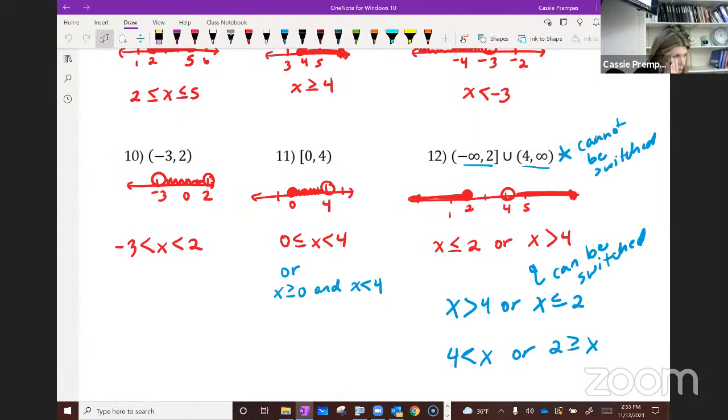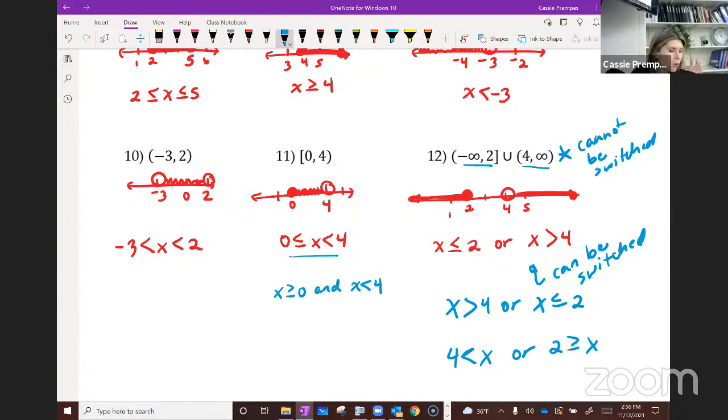All right, guys, if you could look up here when you're finished, see if you got the correct answers. And then the other thing I want to point you to is that for number 11 or number 10, you could write this as an and compound inequality. You would say x has to be greater than or equal to 0 and x has to be less than 4. That's an equivalent way to write that statement.